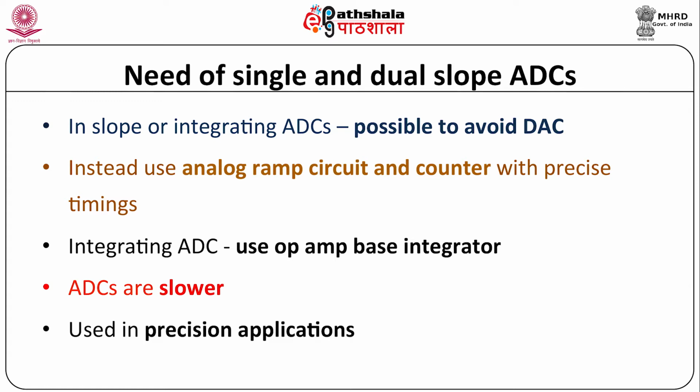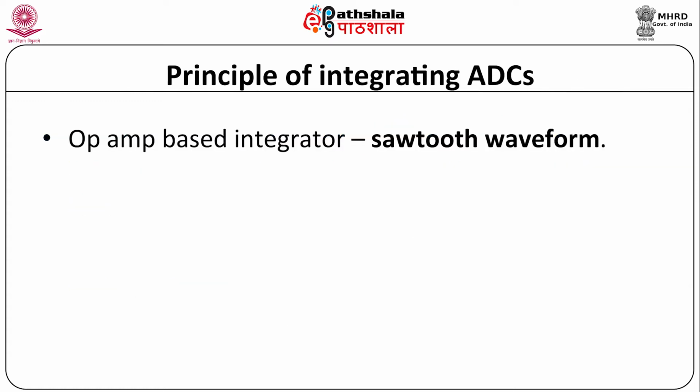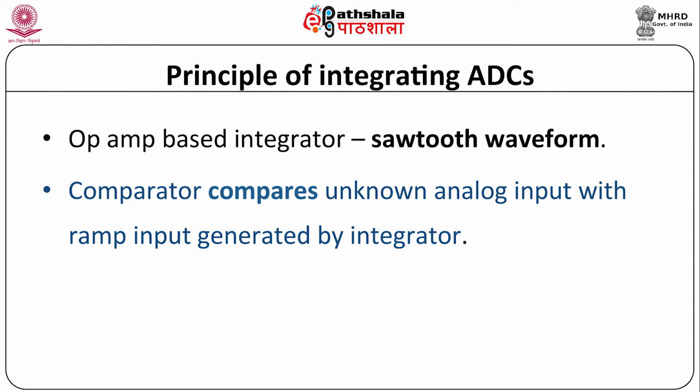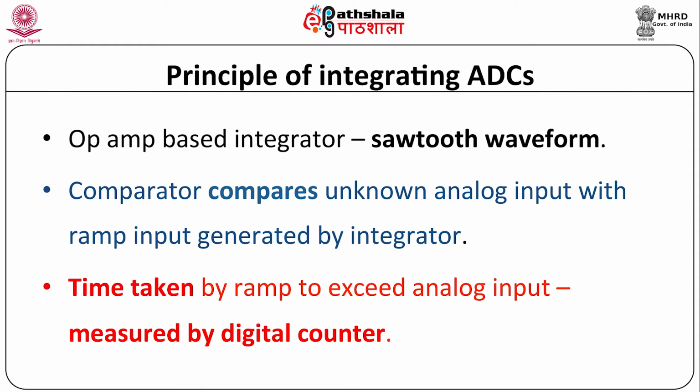voltmeters and digital multimeters. The basic idea behind slope or integrating ADC is to use operational amplifier based integrator circuits to generate a sawtooth waveform. This simple ramp signal is then compared against the analog input by a comparator. The time it takes for the sawtooth waveform to exceed the input analog signal is measured by a digital counter clocked with a precise square wave signal.